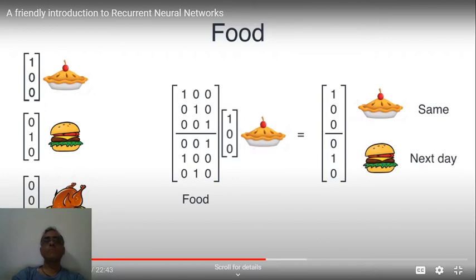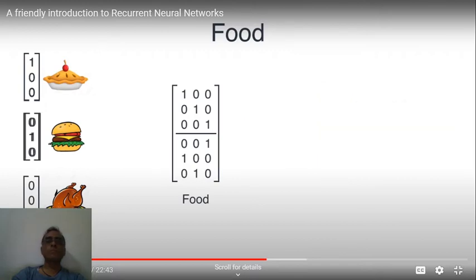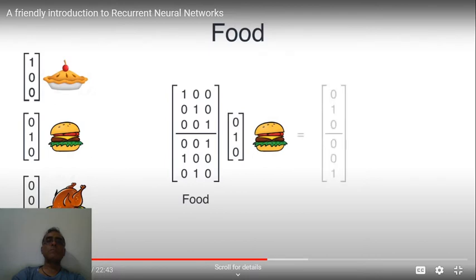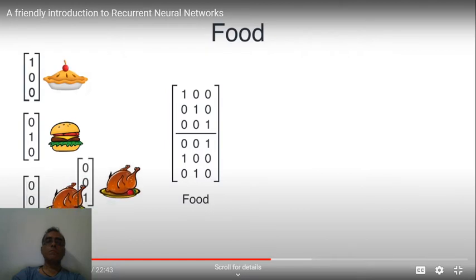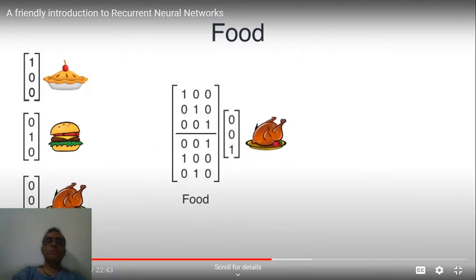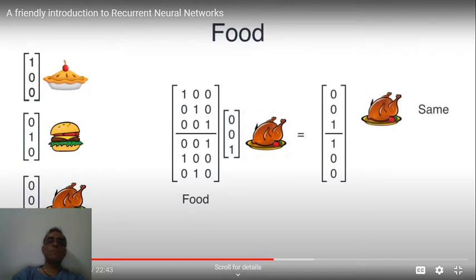For redundancy, let's look at another example. If I multiply this matrix by the burger vector, I get the concatenation vector of the burger, which is the food for the same day, and the food for the next day, which is the chicken. And finally, if I multiply the matrix by the vector corresponding to the chicken, I get the vector concatenation of the chicken, which is the food for the same day, and the apple pie, which is the food for the next day.